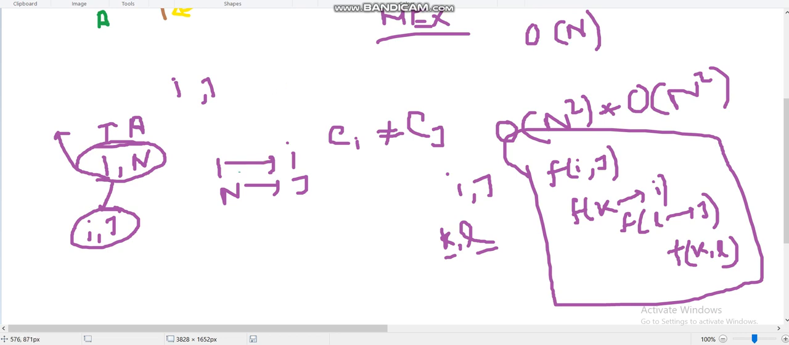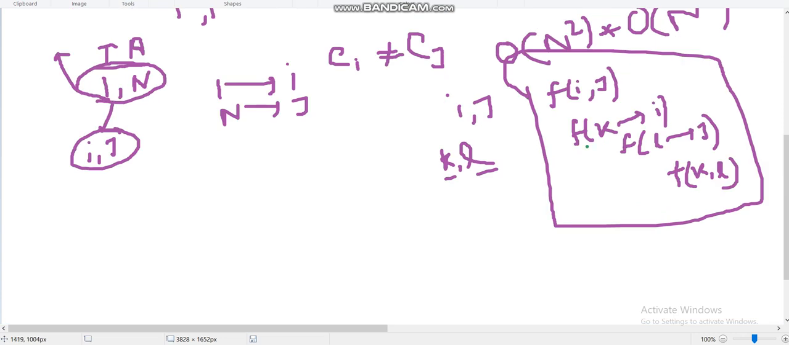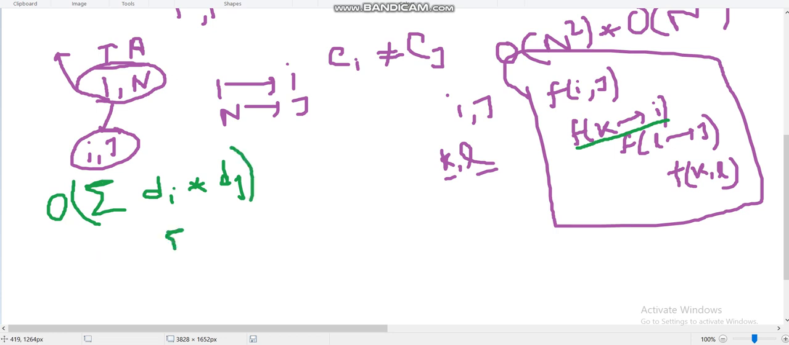So the amortized complexity for each test case: we are just iterating on each of the nodes. What is the number of nodes adjacent to i? The number of nodes adjacent to i is, let's say, degree of i. And the number of nodes adjacent to j is, let's say, degree of j. So the total time complexity is order of summation of di into dj.